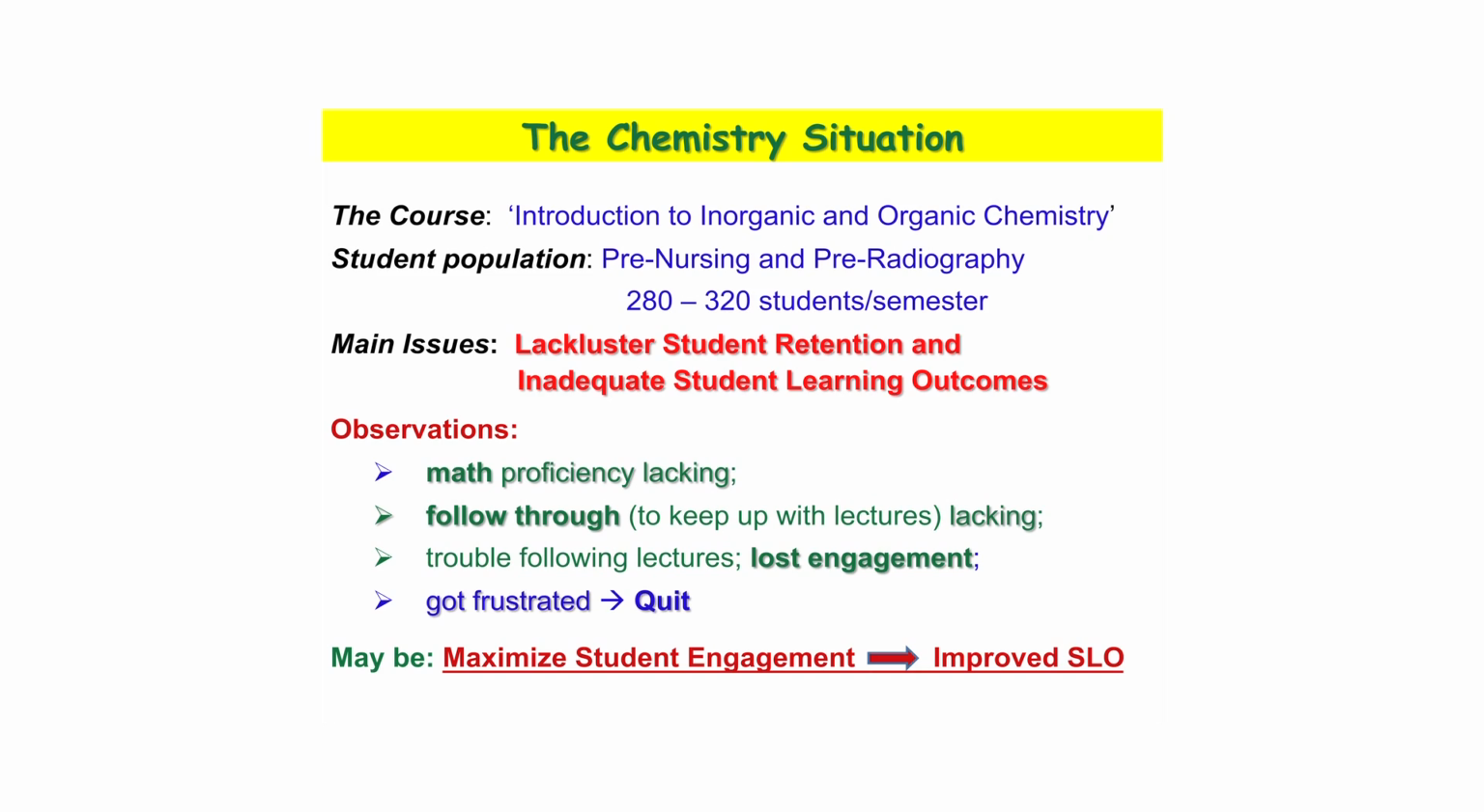Now, for my situation, I teach an introductory chemistry course. That is a required course for nursing students and pre-radiography students. We have about 300 students sign up each semester for this course. Historically, this course has two problems: poor grades and poor retention. So I came to teach this course the first time in fall of 12.